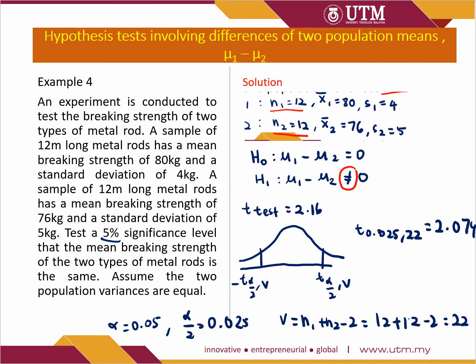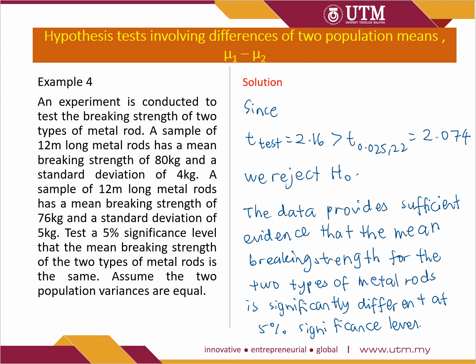So now since T 0.025 is equal to 2.074 and our t-test is equal to 2.16, which lies here, which is more than the critical value, we have to reject H naught. Since the t-test is greater than the critical value 2.074, we reject H naught. So we can conclude that the data provides sufficient evidence that the mean breaking strength for the two types of metal rods is significantly different at 5% significance level.